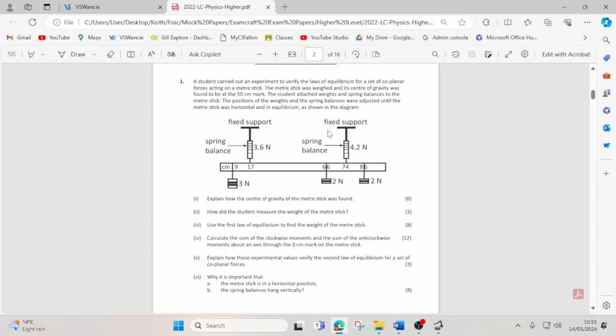Explain how the centre of gravity of the meter stick was found. Put it here, balance it. How did the student measure the weight of the meter stick? You just put it on a weighing scale.